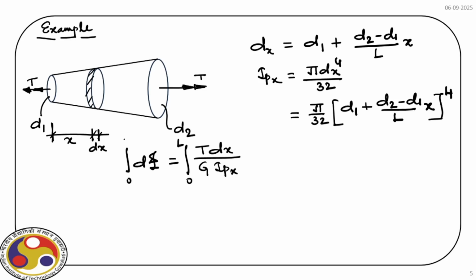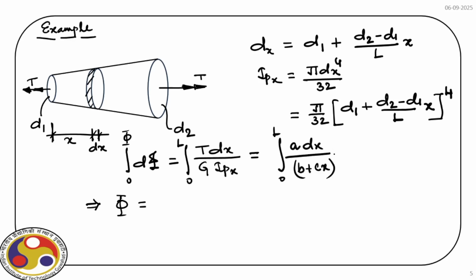And now if we integrate over the full length, so 0 to L, and on the left hand side we have 0 to phi, then total rotation phi we can evaluate. This you can write down, say, a dx divided by (b plus cx) whole to the power 4, and here a is equal to 32 T divided by pi G, then b we have d1, and then c we have (d2 minus d1) divided by L.